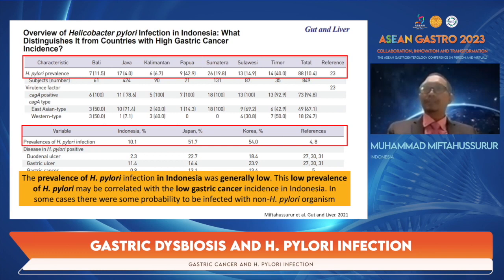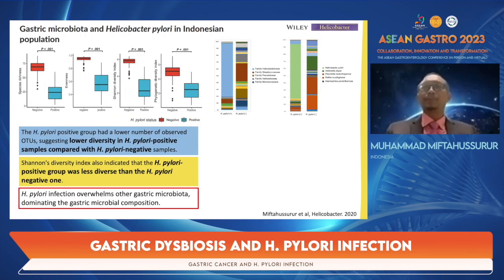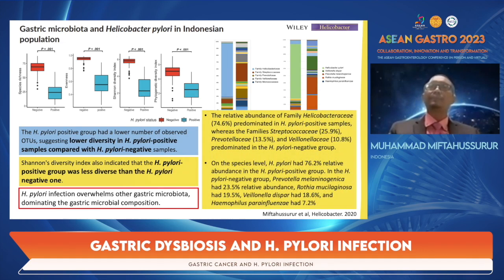We assumed the low H. pylori infection may be correlated with low gastric cancer incidence in Indonesia, and maybe in some cases where some probability to be infected with non-H. pylori organism. Related to gastric dysbiosis, we observed lower diversity microbiome in H. pylori positive samples compared with H. pylori negative samples. Family Helicobacteriaceae predominated in H. pylori positive samples, whereas families Streptococcus, Prevotellaceae, and also Fusobacteriaceae predominated in the H.